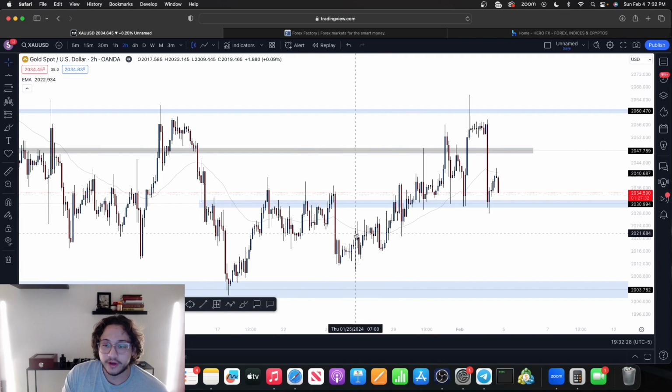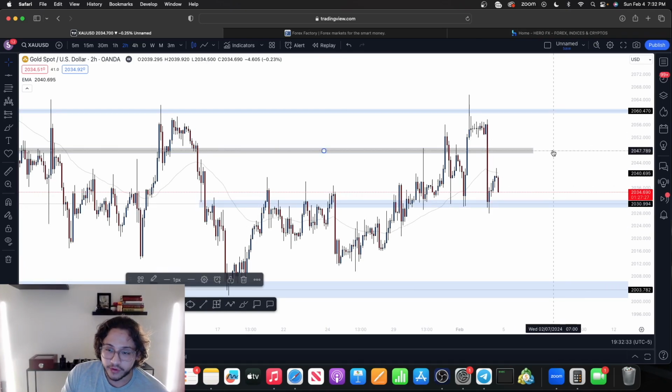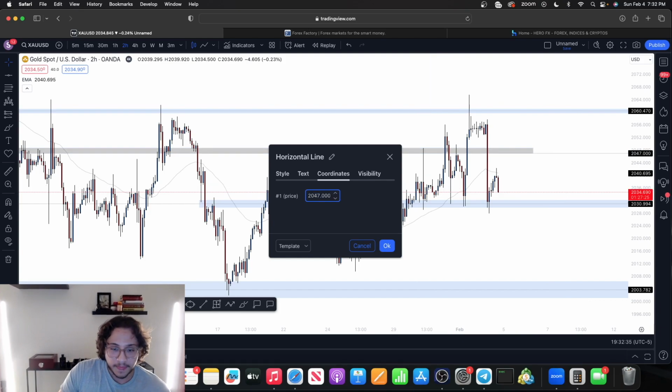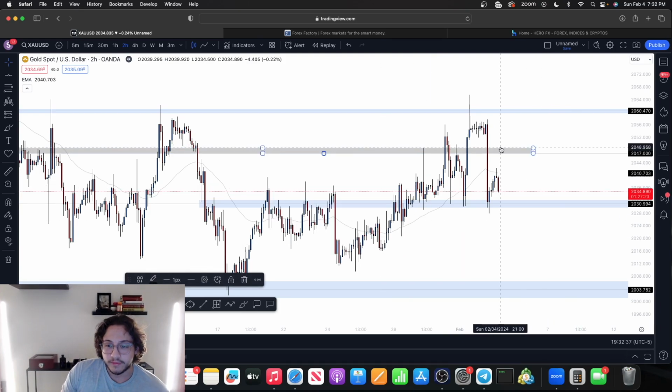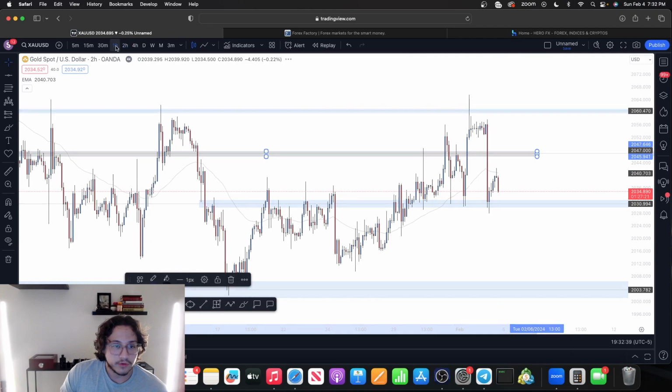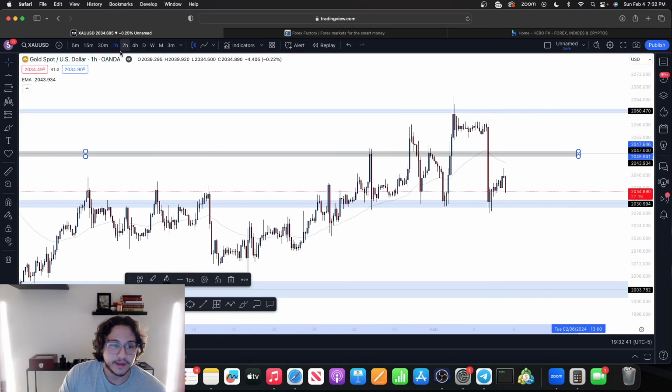These are the two levels that you guys want to be interested in. We're going to be looking at the 2030, and we're also going to be looking at the 2047. So let me just adjust this a little bit. All right, so something like this would be interesting. Let's go into the 1 hour. All right, so something like that.